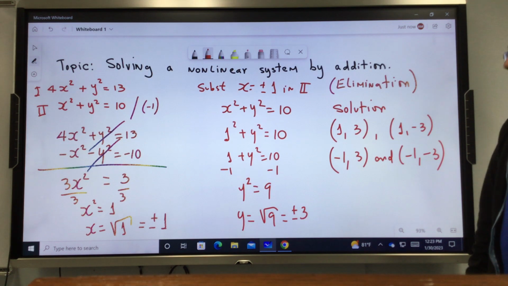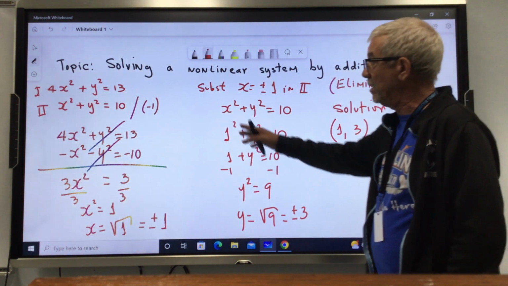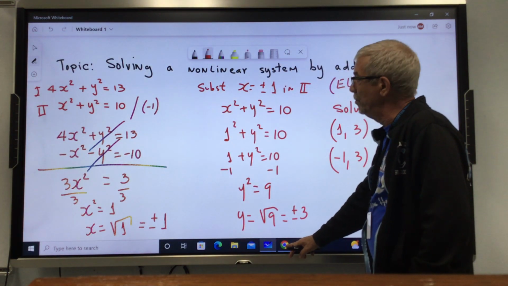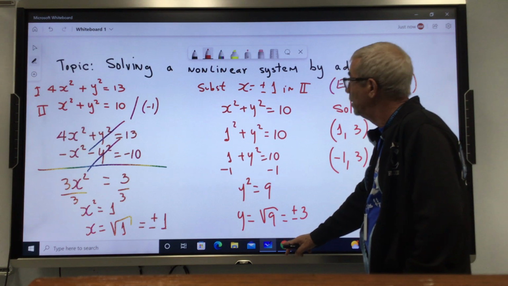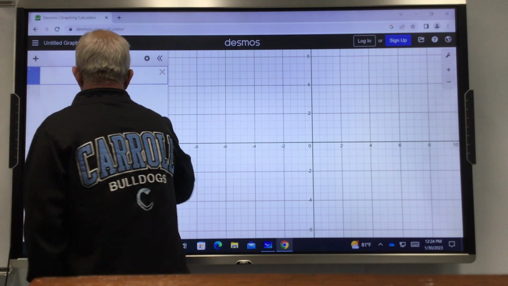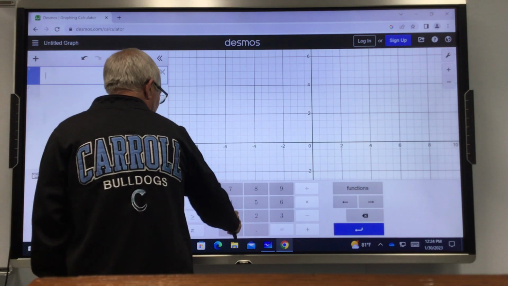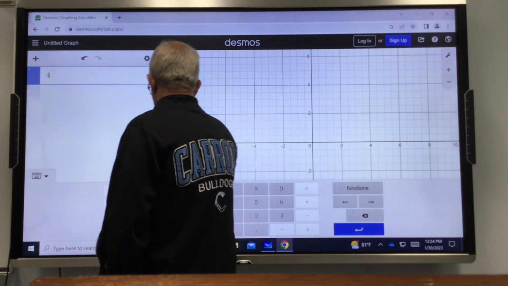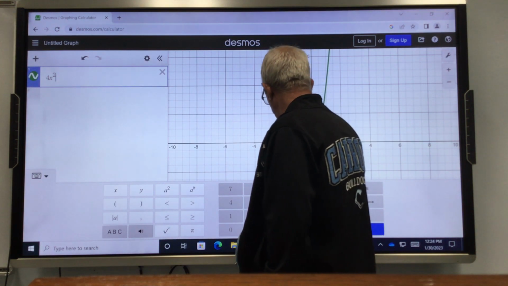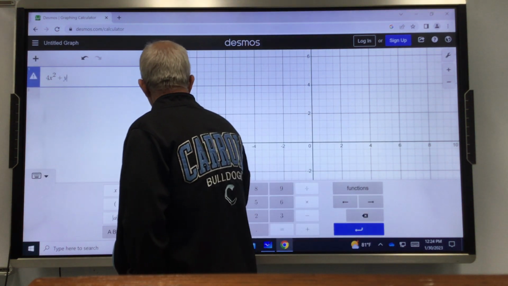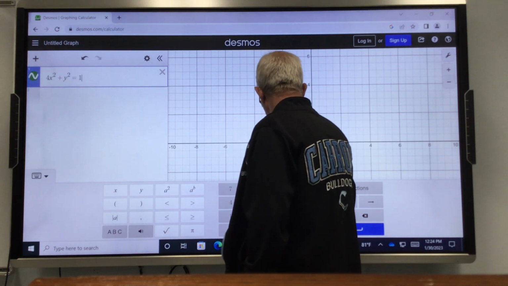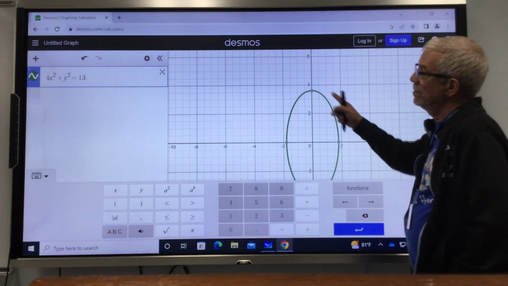All right? Then, if we do the graph of those two equations, we can use a graphing calculator to do that if you want. It's right here. Can you tell me the equation? It's 4x squared plus y squared equal 13. So this is the first equation.